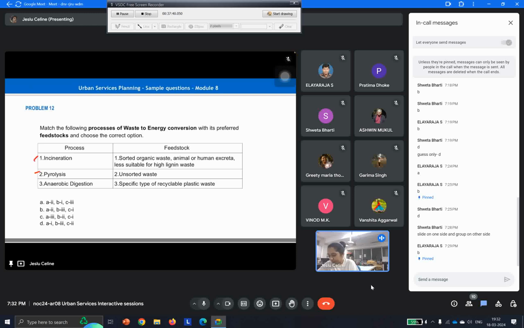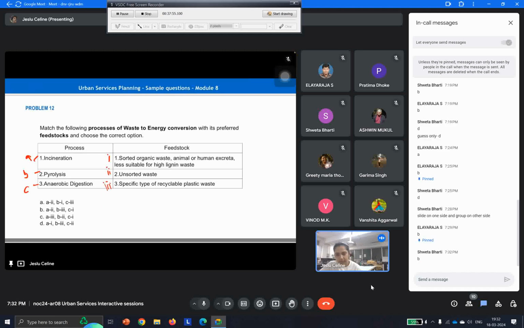Sorry about the numbering. So this is A, B, C, and this is one, two, three. Now let's answer this. For the first one, incineration, we've learned we are just burning it, so option B is the correct answer. Yes, I can see in the chat box it's already put as option B.